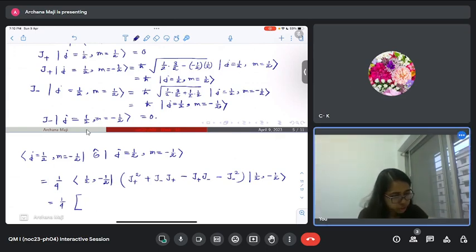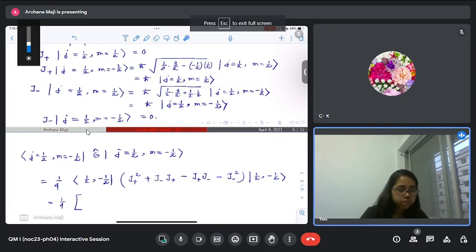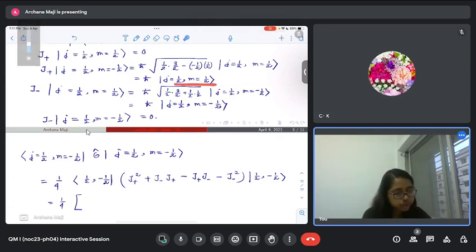See, it's the creation operator acting twice. It's not one creation operator and again another annihilation operator, in the language of harmonic oscillator. But you are acting with j plus square. So what does that mean? When j plus acts on this state, it gives you j equal to half, m equal to half, right? And so now the state that you have is j equal to half, m equal to half, and on that you are acting with j plus again, so that gives you 0. Did you get what I'm saying?